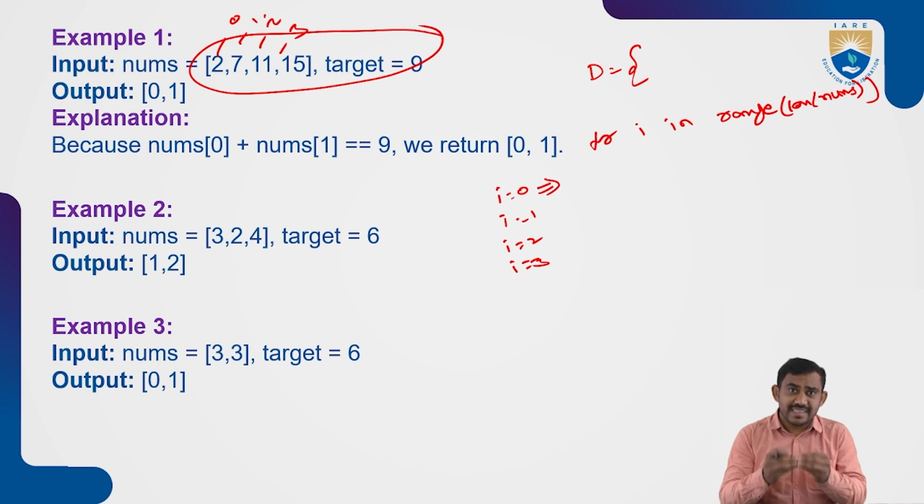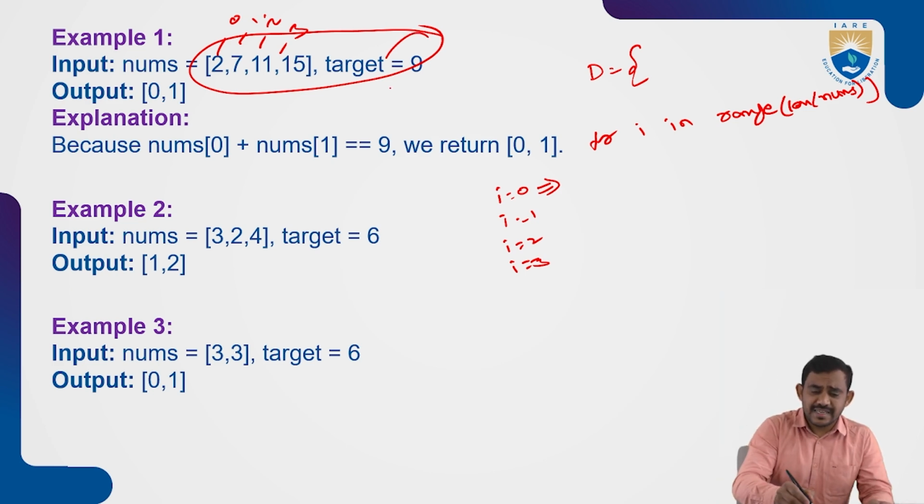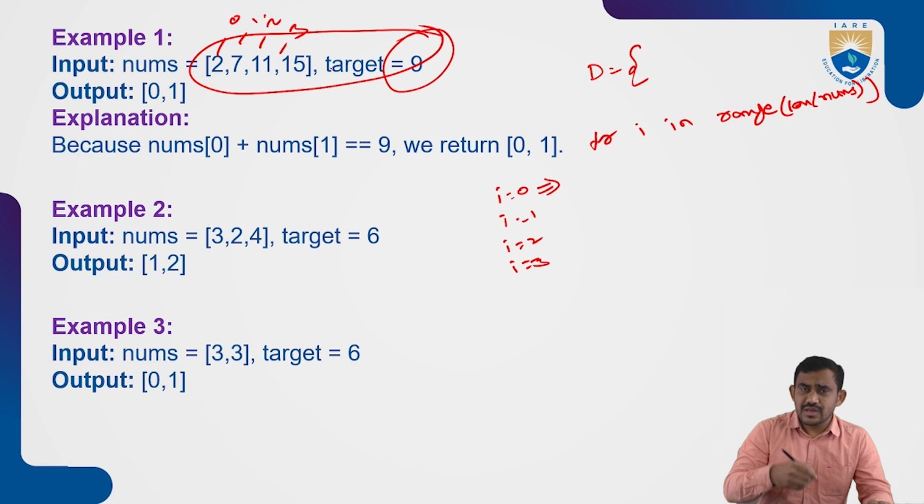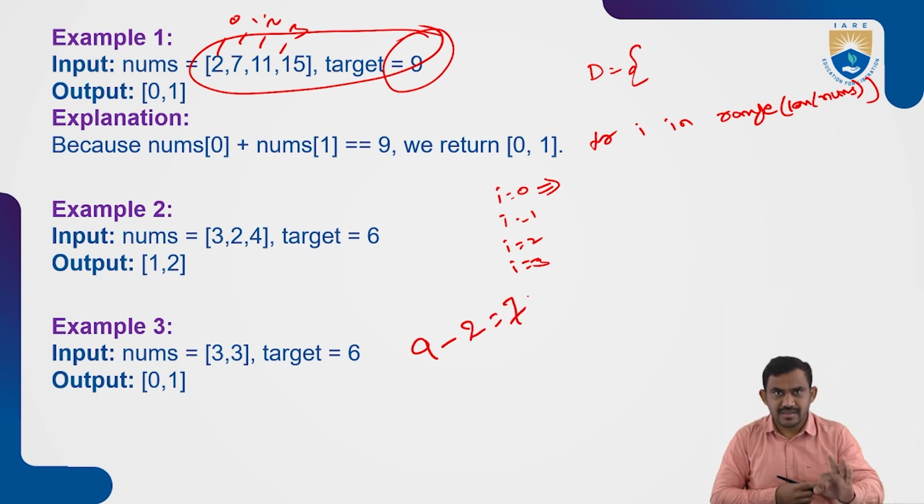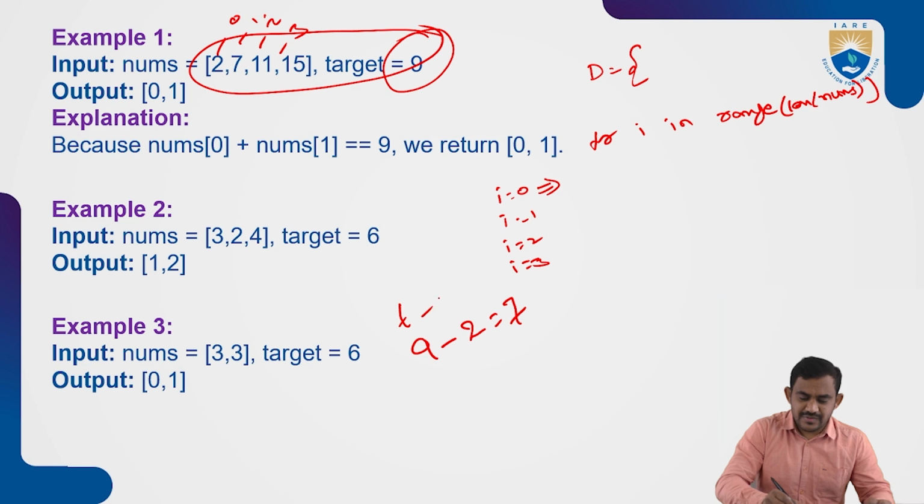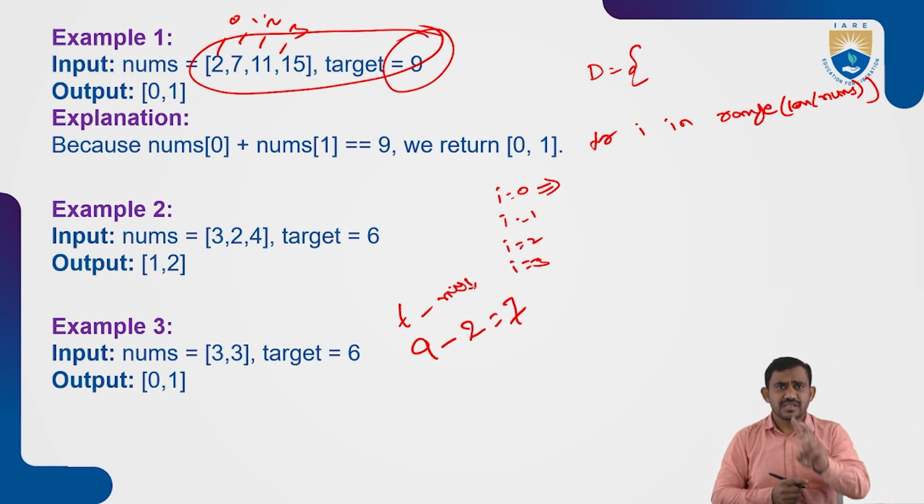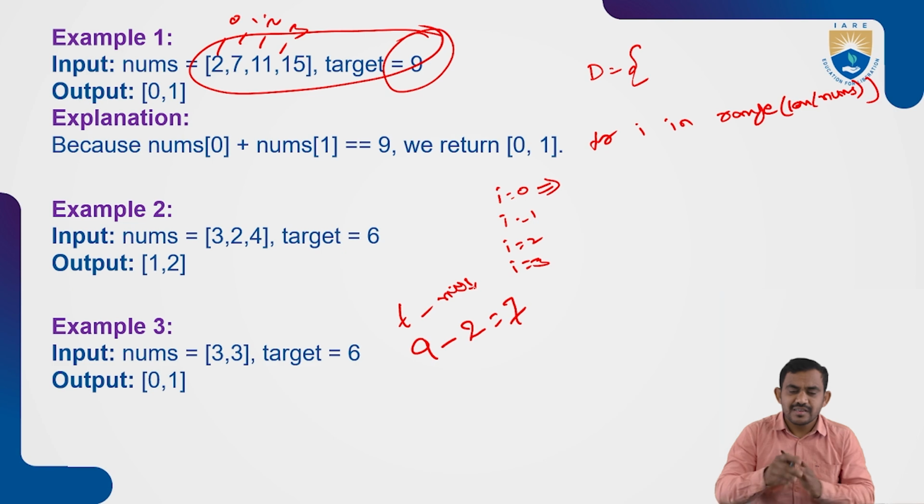So what's your target? Target is 9. Your logic is 9 minus the 0th index value. What is the 0th index value? The first value is 2. So 9 minus 2 is 7. Check the logic: this is your target, this is your nums, with values at the 0th, 1st, 2nd and 3rd index. Now coming to logic, your target minus your nums value, that is 7. Then your dictionary.